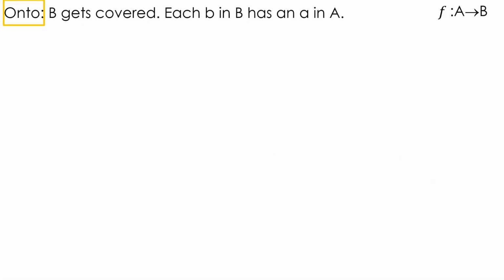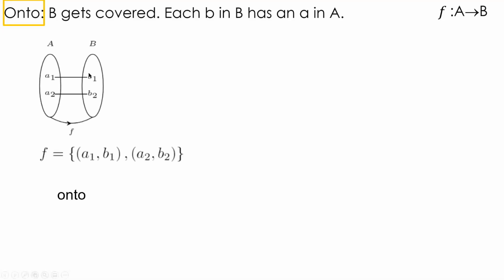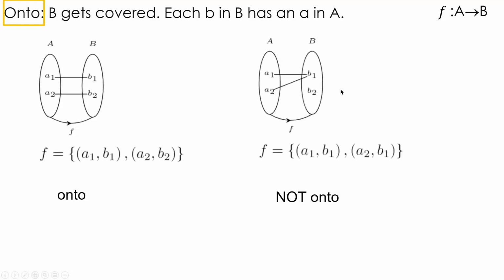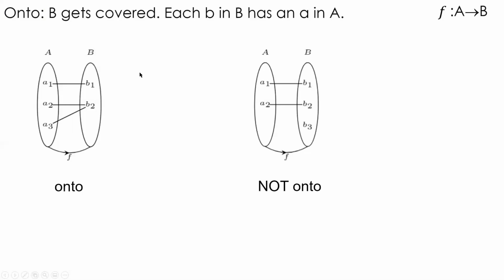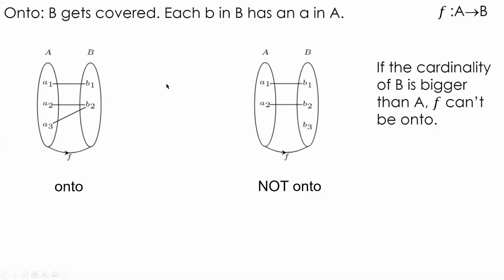The idea of onto is everything in B gets covered. So the range of your function is actually all of B. Your codomain equals your range. A couple of examples. I've got B1 gets hit and B2 gets hit, so then this is onto. Whereas over here, B1 gets hit, but B2 doesn't, so this is not onto. These are the same two functions we used for one-to-one. Here's an example where A is bigger. It can be onto because A is bigger. It doesn't have to be. I could have still plotted everything to B1, but this is onto because both B1 and B2 have a pre-image. Whereas here, there's no way this can be onto because B has a larger cardinality than A.